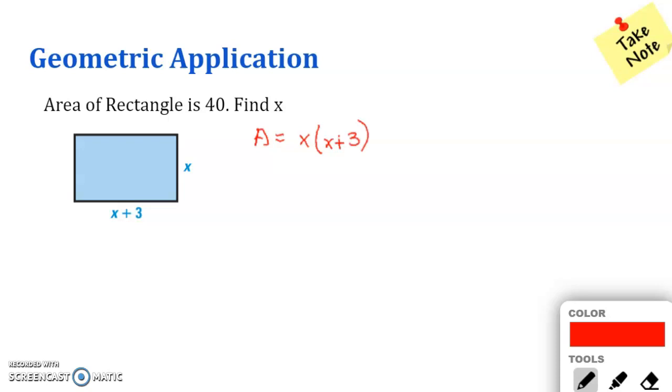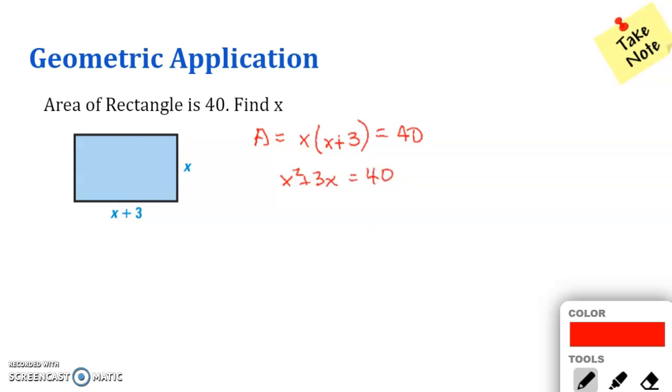And we're told that the area is 40. So we're told that x times x plus 3 is equal to 40. Now, how do I do this? Remember, I can't set each of the factors to be equal to 40. I need to expand this out. That becomes x squared plus 3x is equal to 40.